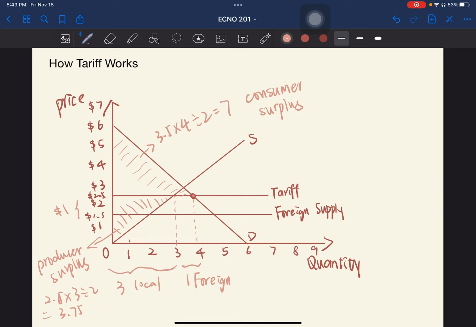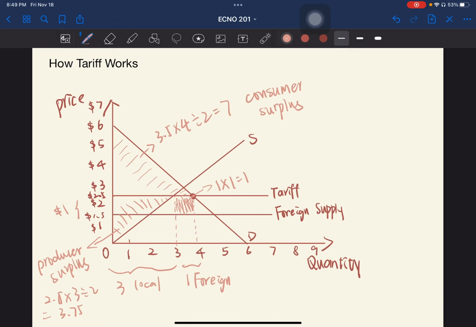And let's look at this rectangle. This part is the tariff, which the government will earn. So this will be 1 multiplied by 1, which is $1, and so the government can earn $1 through the tariff.